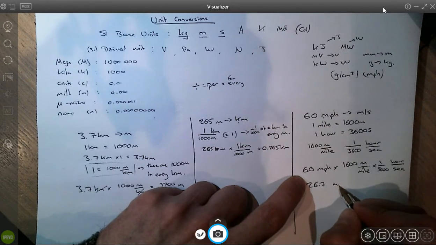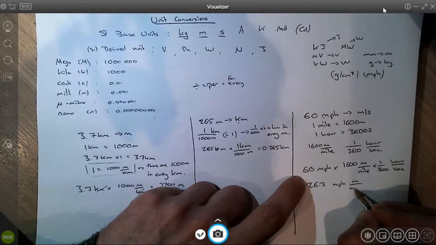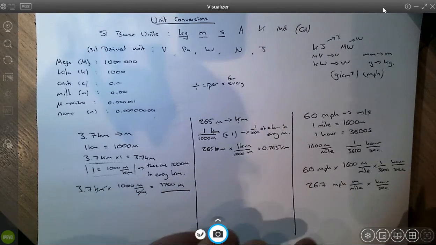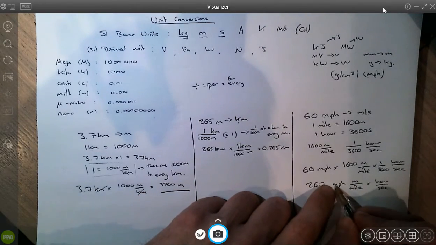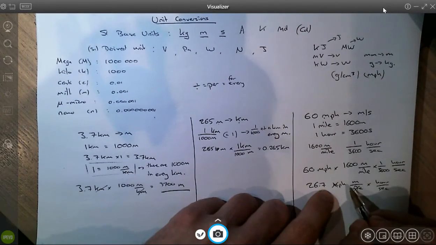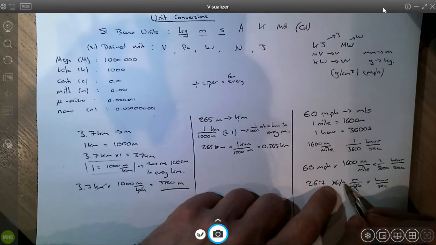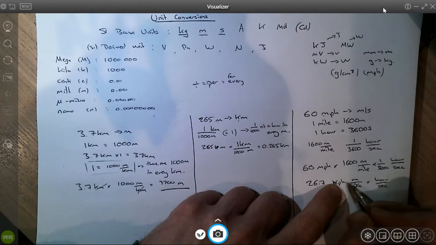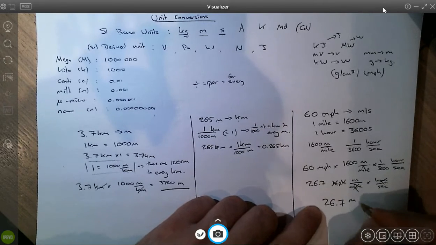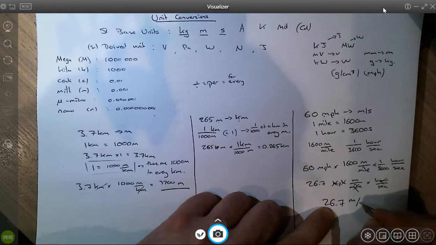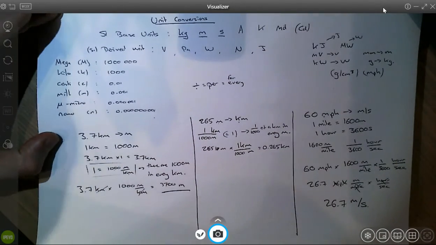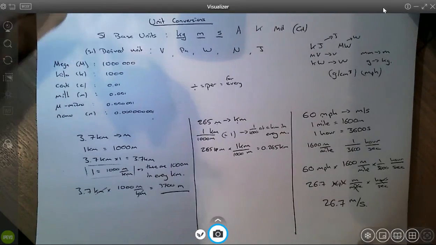And let's just check the units so I can prove to you that this works. So these are our units. We have miles here divided by miles here, so that cancels. We have per hour here, which means divided by hour on the top, so that cancels. We've got meters per second, so our answer is 26.7 meters per second.